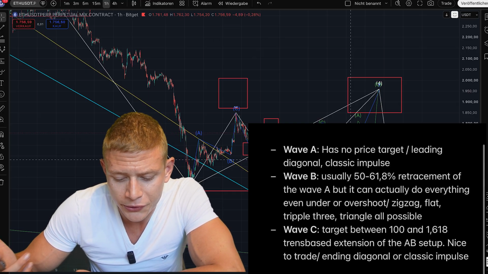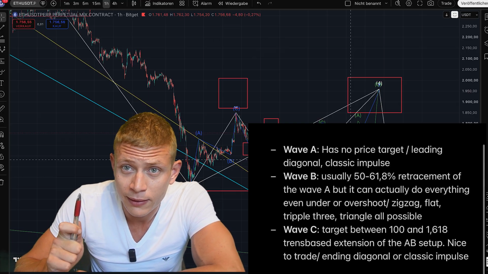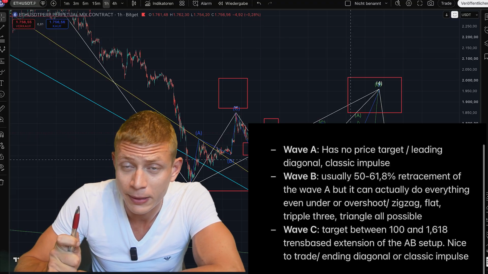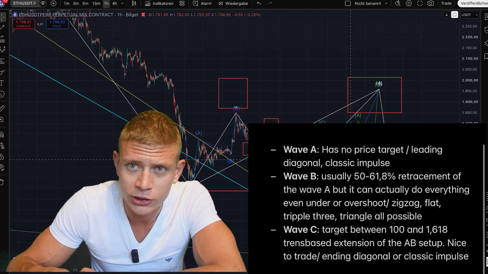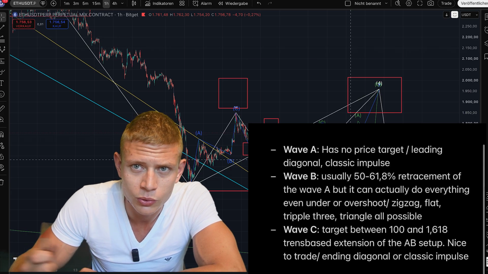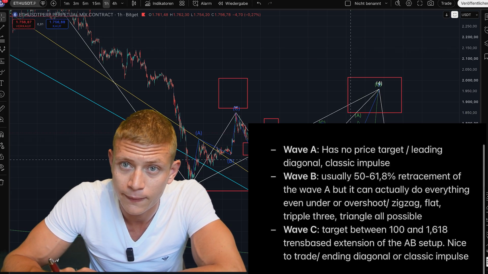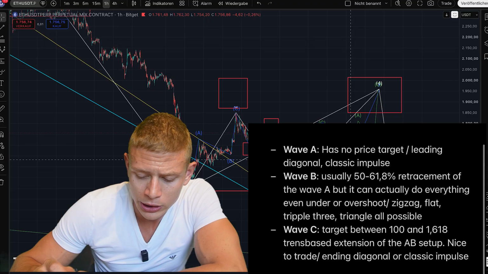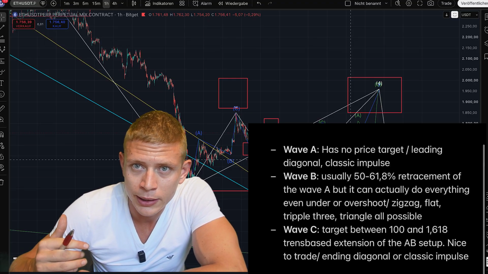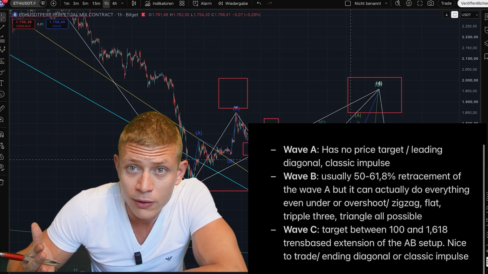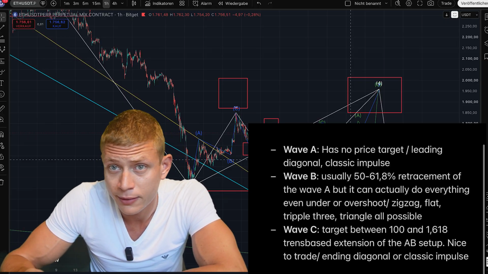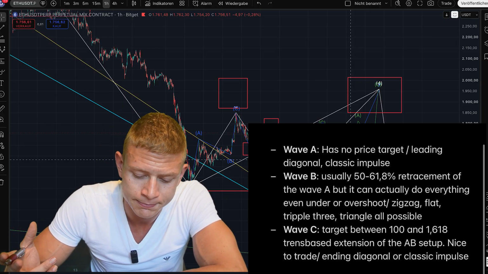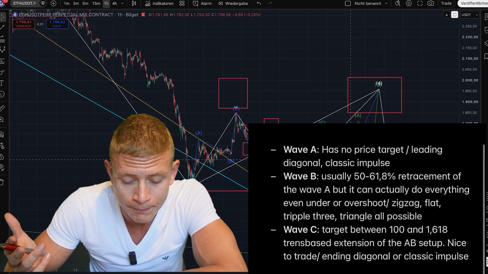The B wave is very tricky. It goes between the 50% and the 61.8 retracement level, but it can actually go everywhere. The B wave is such a tricky thing, it can even undershoot, overshoot. The B wave is what you want to avoid as a trader, okay? It can actually also occur in every single corrective way. It can be a zigzag, a flat, a triple three, a triangle, it can be everything. It's very annoying. Same as the wave 4.